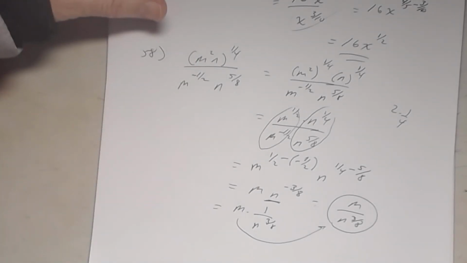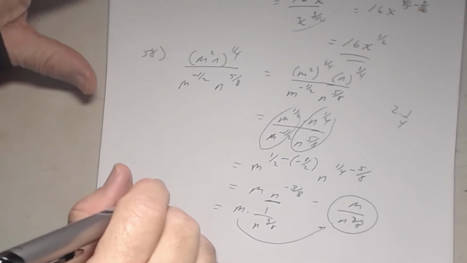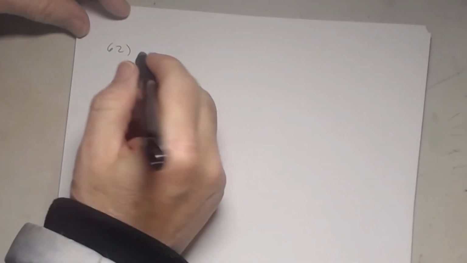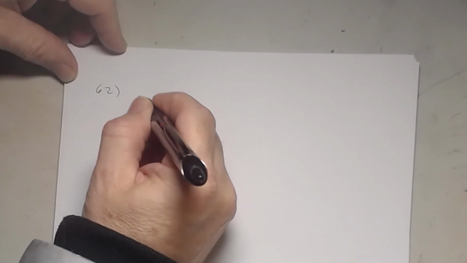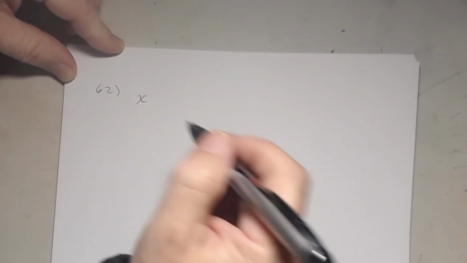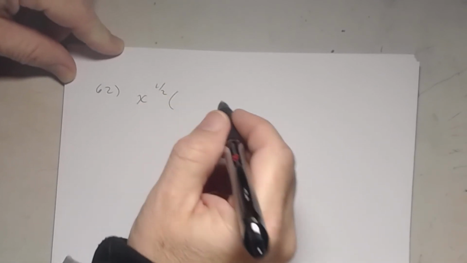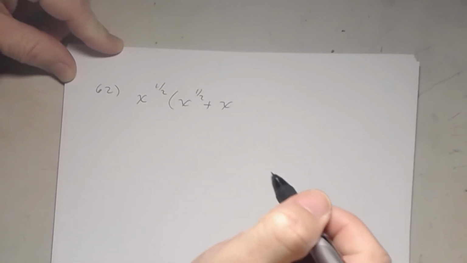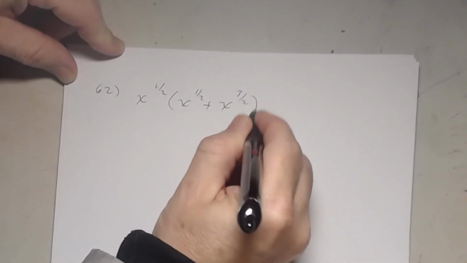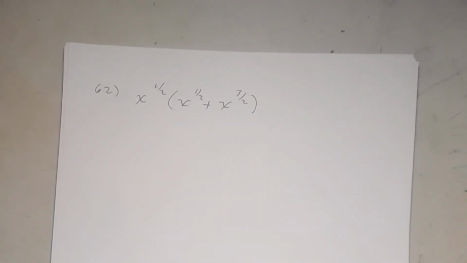Okay, now let's look at this. This is 62. We're almost done with this section. It's not a difficult section, just a lot of different rules to remember. Can you pull it down again, please? x to the 1/2, it looks like this. Is the last one a 3 halves? Yeah. Okay. What do you think you're going to use here?